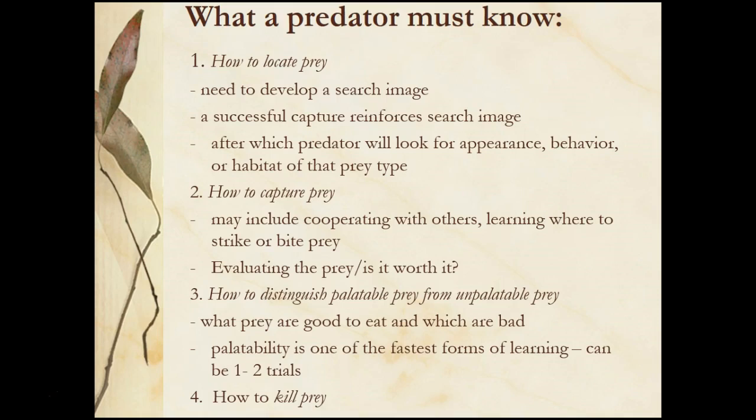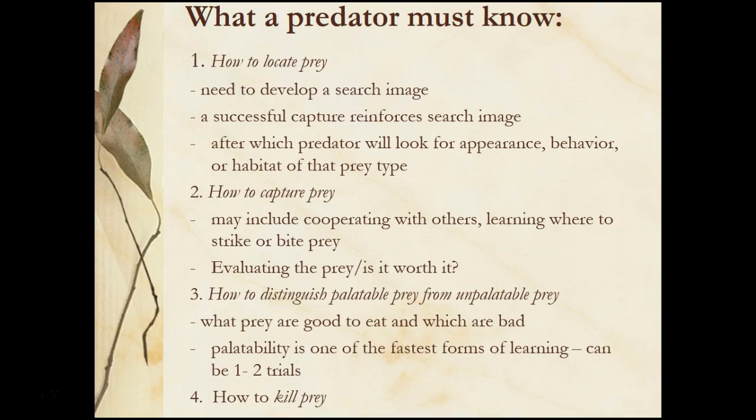The second thing a predator must know is how to capture their prey, which may include working with others, as we see in some of our larger cat species, and learning where to strike or bite the prey. That's an important way of determining who might have killed an animal. Different predator species will attack different places on the animal that is killed.